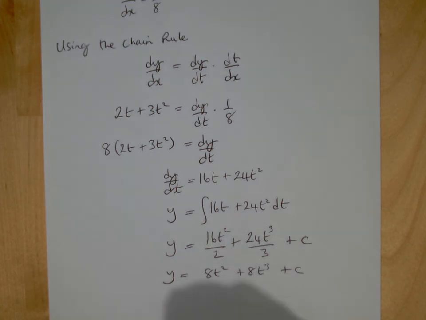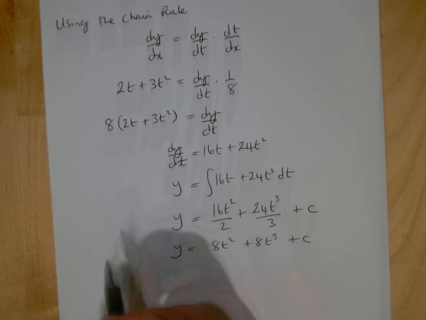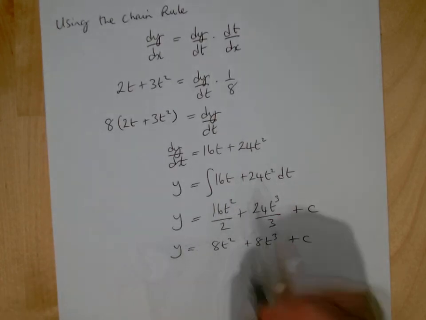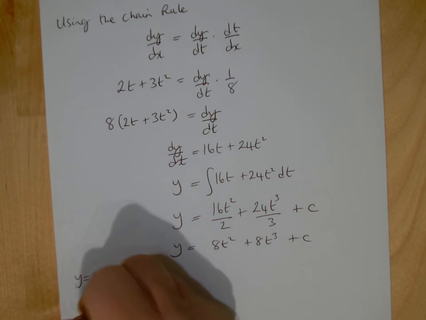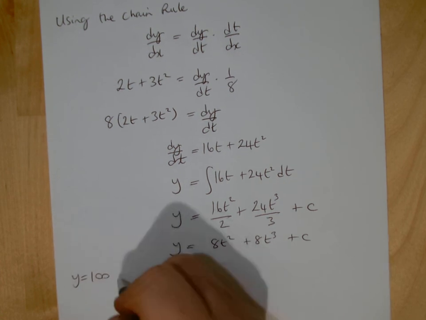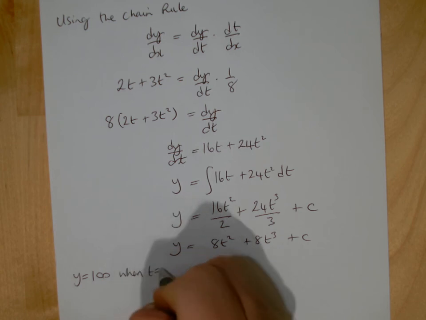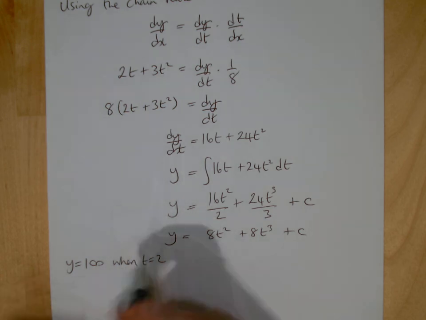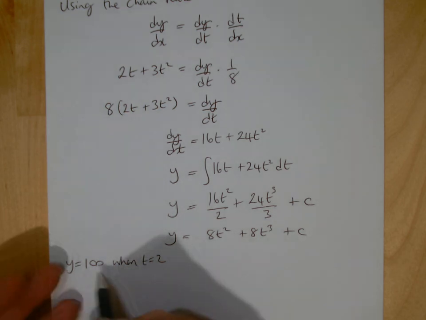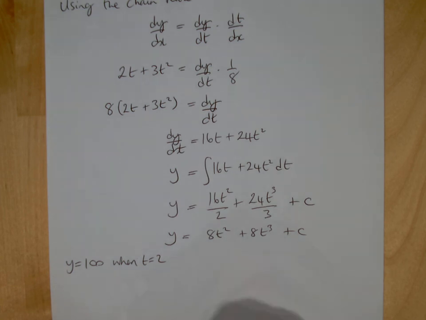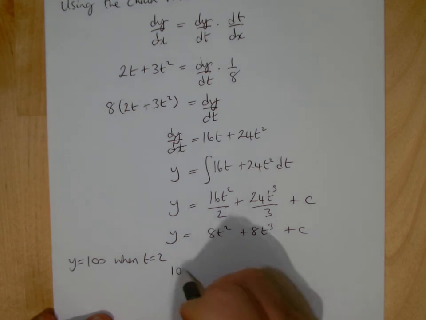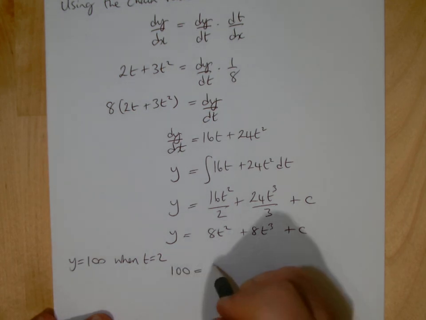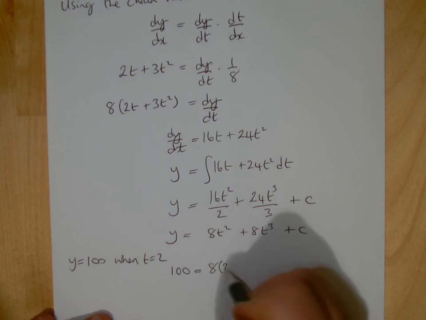Now, this is a general solution, but we can actually work out a particular solution because they give us boundary conditions, don't they? They say in the question, given that y equals 100 when t equals 2. So we can actually use these values, because we've got a set of values that are going to be true at this particular point. In other words, y will be 100 when t is 2. We can sub it in, and it'll enable us to work out what c is. So t is 2.